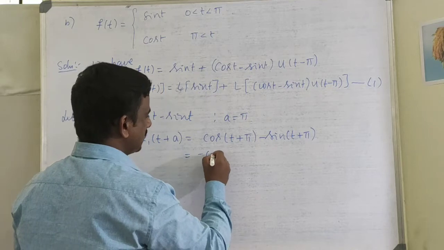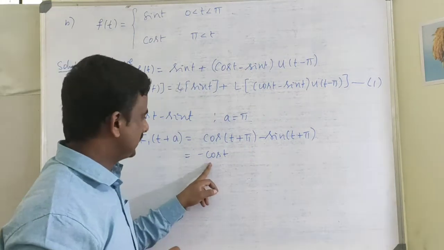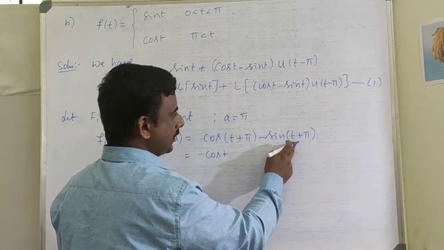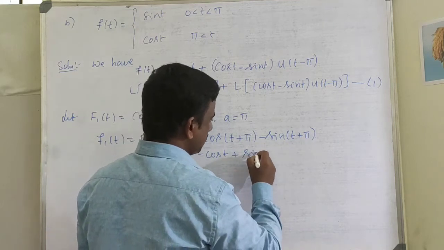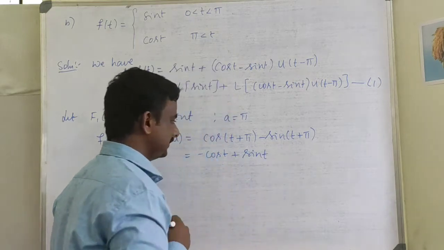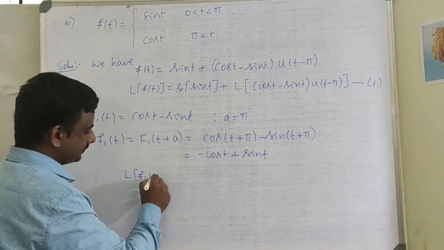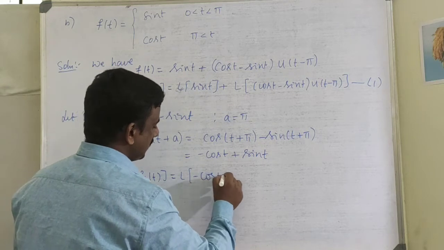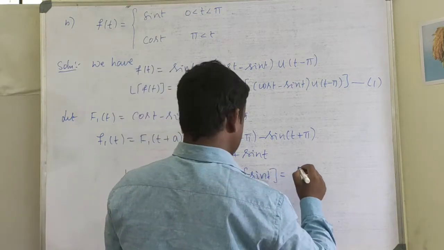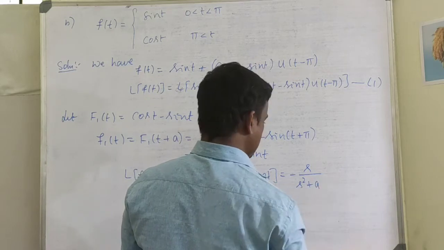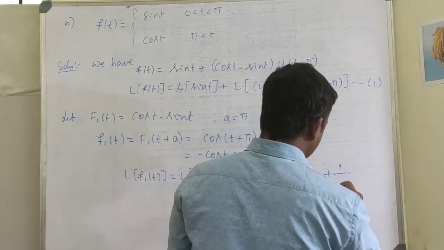So for cos of (t plus pi), t plus pi puts us in the third quadrant, where cos is negative, so minus cos t. And sin of (t plus pi) is again in the third quadrant, where sin is negative, so minus of minus sin t gives sin t. So I got minus cos t plus sin t. The Laplace transform of f1 of t is the Laplace transform of minus cos t plus the Laplace transform of sin t. So it is minus s by s square plus a square; here a is 1, so minus s by s square plus 1 plus 1 by s square plus 1.